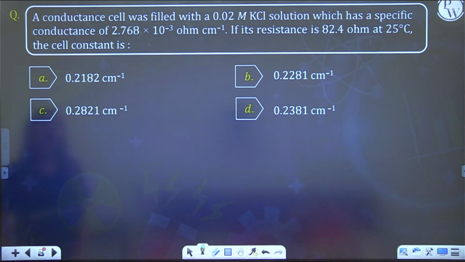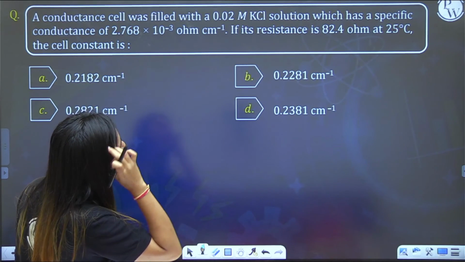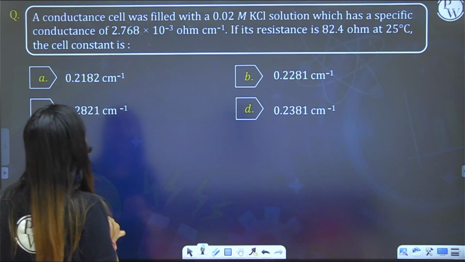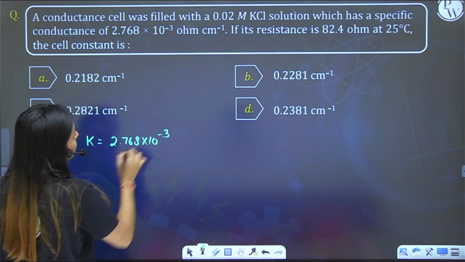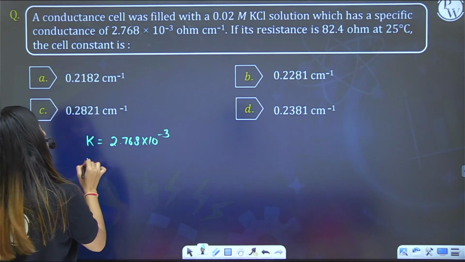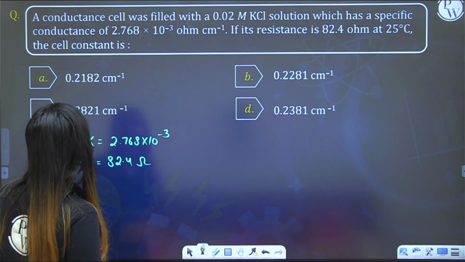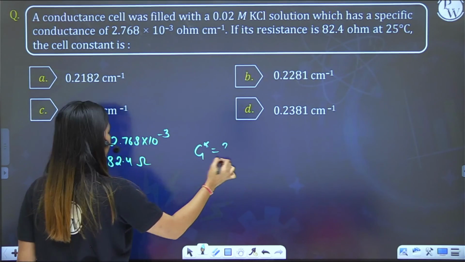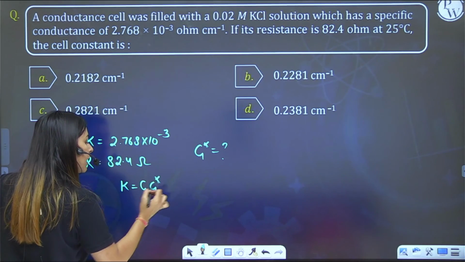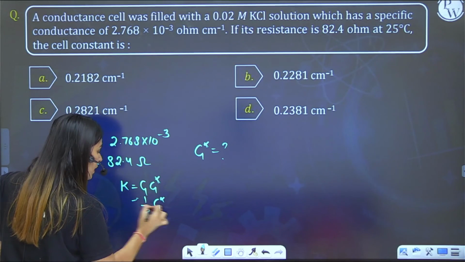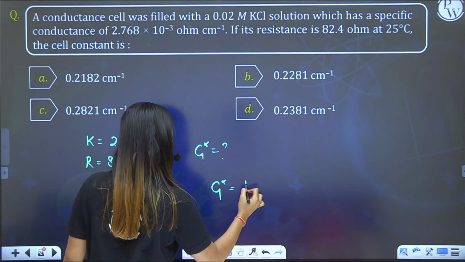Next question says, a conductance cell was filled with 0.02 molar KCl solution, which has a specific conductance. Now you are given specific conductance K equal to 2.768 into 10 raised to the power minus 3. Also you are given the resistance, which is 82.4 ohm. You just need to give the cell constant. It is the easiest question because you know that K is equal to G into G star. And what is G? 1 upon R into G star. What do you need to calculate? You need to calculate G star. So you can say that G star is equal to K into R.